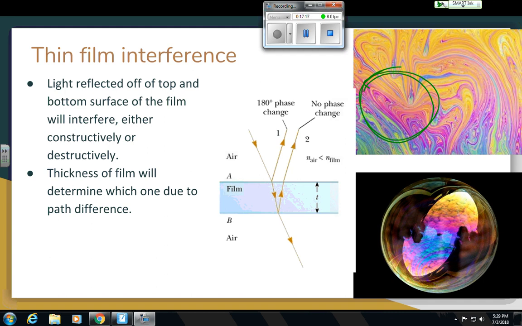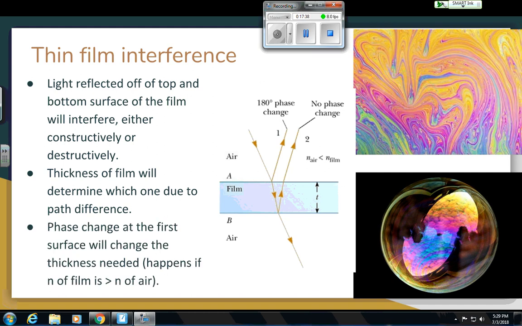The same thing happens on the soap film. The thickness of the soap is changing, and so the path difference is changing, and that's what causes the different colors of light, the different wavelengths, to be interfered either constructively or destructively, and the end result is that you see a rainbow.